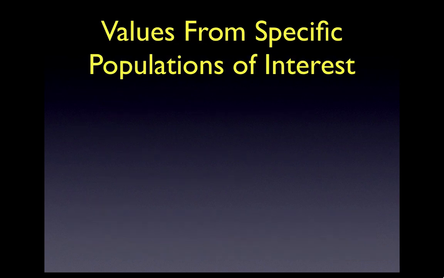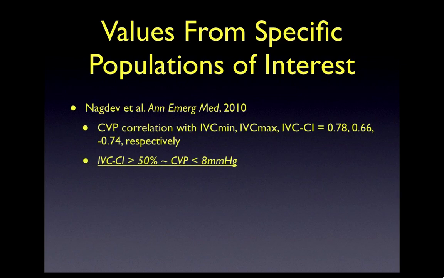Let's go over some specific values from populations of interest. Dr. Nagdev and colleagues in 2010 did a study where they evaluated IVC metrics in patients who had central venous catheters evaluating CVP. They found the correlations that are listed above. They also found that an IVC collapse index of greater than 50% was strongly associated with a CVP of less than 8 millimeters mercury.